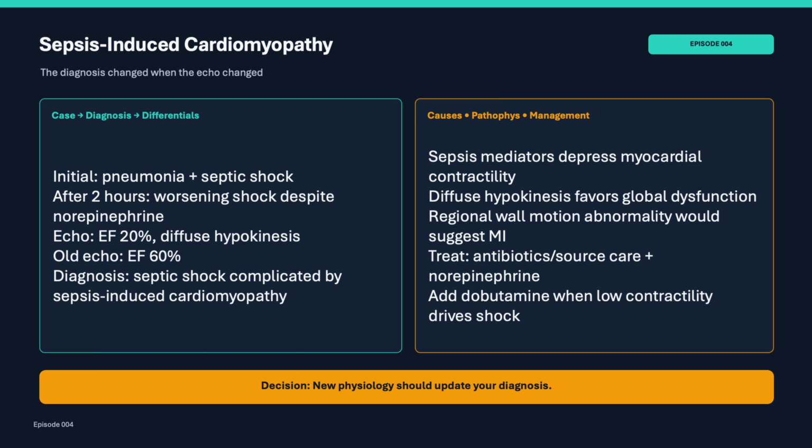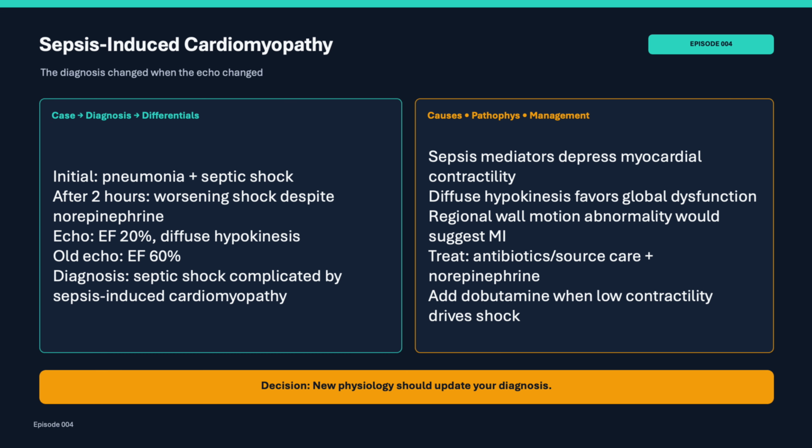Sepsis-induced myocardial dysfunction is thought to result from a complex combination of inflammatory mediators, nitric oxide pathways, mitochondrial dysfunction, metabolic disturbances, and altered catecholamine responsiveness. The key echocardiographic pattern in this case was a global or diffuse hypokinesis. A coronary infarction more commonly produces a regional wall motion abnormality corresponding to a vascular territory. That distinction is helpful, although no single echocardiographic finding should be interpreted in isolation.